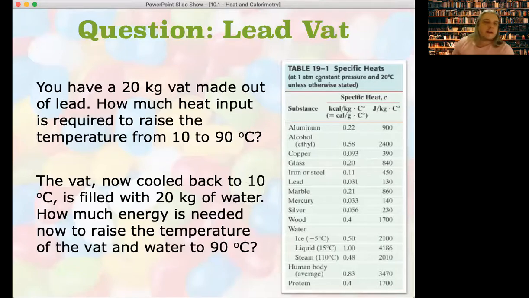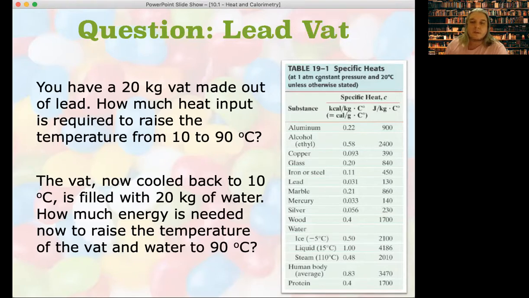Question 1, lead vat. You have a 20 kilogram vat made out of lead. How much heat input is required to raise the temperature from 10 to 90 degrees C? And then the vat starts again at 10 degrees C, and now it's filled with 20 kilograms of water. How much energy do we need to raise the temperature of the vat and water to 90 degrees C? So we've got two different scenarios. Just a vat on its own, made of lead, and then a vat of lead filled with water. And we have to raise the temperature in both cases to 90 degrees Celsius. And we want to know what the final heat input required is in both cases.